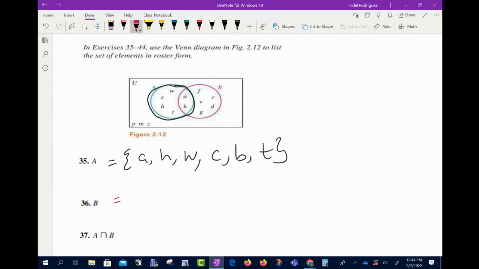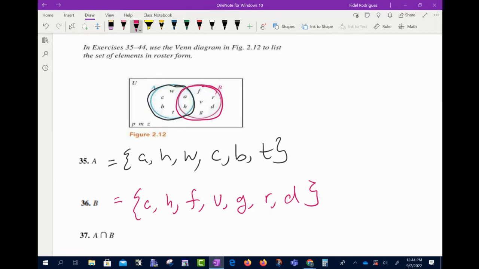Now look at 36. 36 says let's list all the letters that are in the circle of B. So we're still going to have A and H, but we're also going to have F, V, G, R, and D. And y'all, it doesn't really matter what order you put them in, but if your homework problem says to list them in alphabetical order, then put them in alphabetical order. But the order we put them in is never really important.